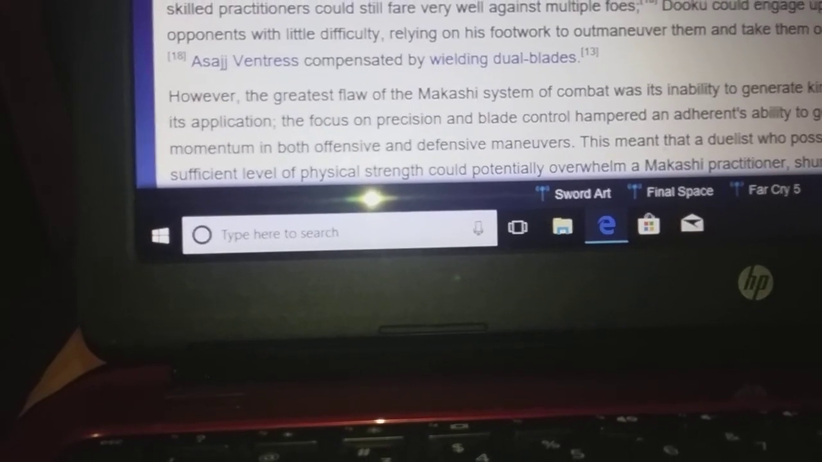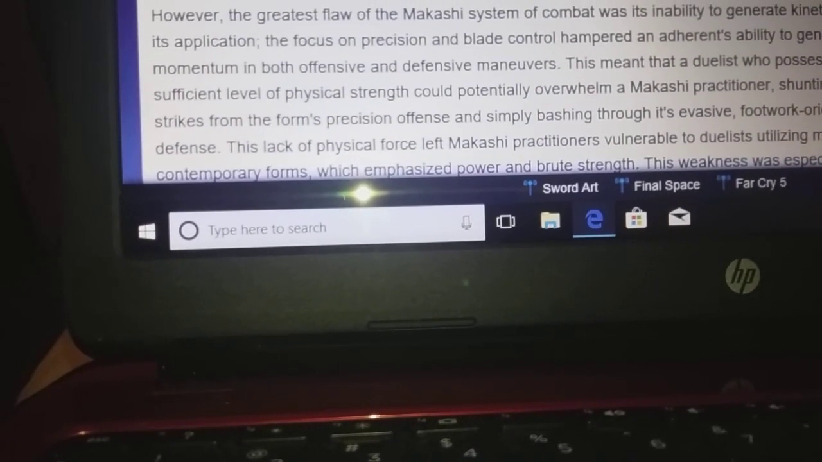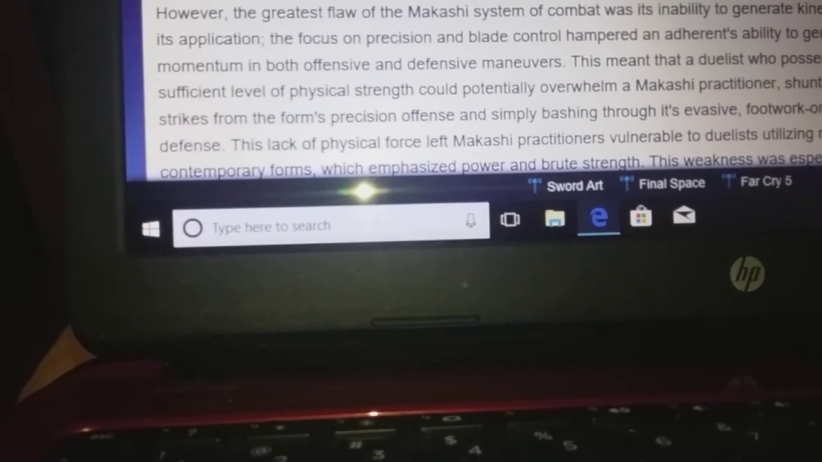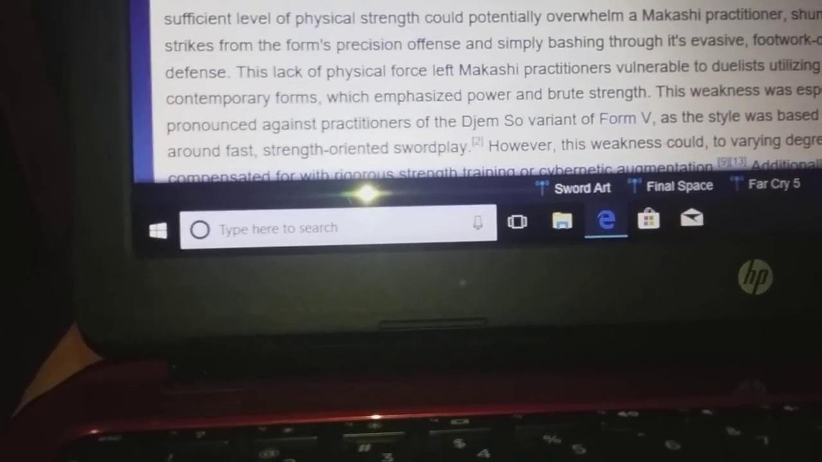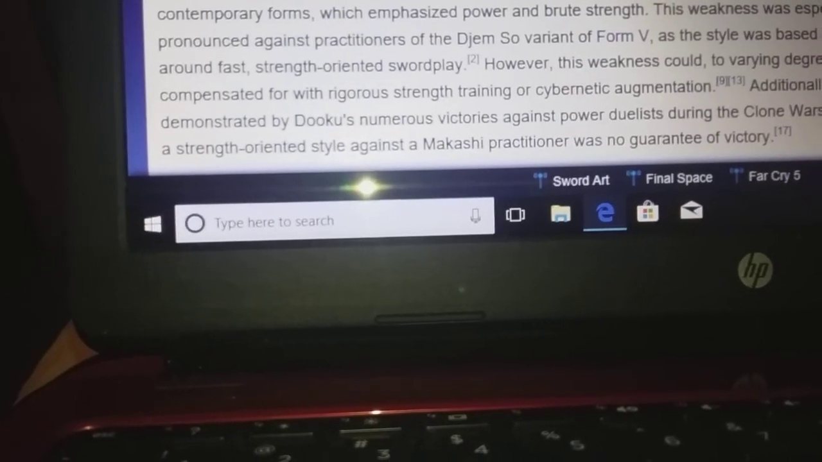However, it was unable to generate kinetic energy in application, and blah blah blah. That's how Anakin managed to go around and do his jumping and stuff.